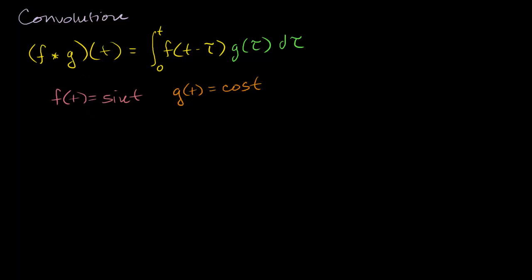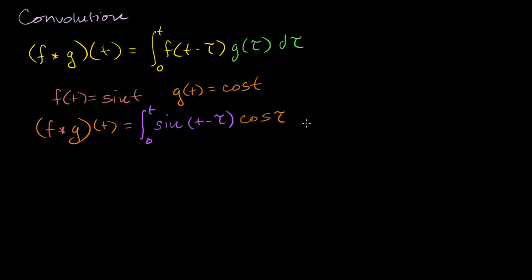Now let's convolute the two functions. So the convolution of f with g, and this is going to be a function of t, equals this. I'm just going to show you how to apply this integral. So it equals the integral from 0 to t of f of t minus tau. This is my f of t, so it's going to be sine of t minus tau, times g of tau. Well, this is my g of t, so g of tau is cosine of tau. Cosine of tau d tau.